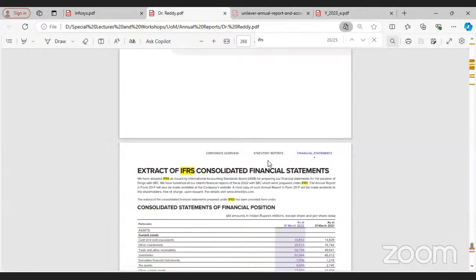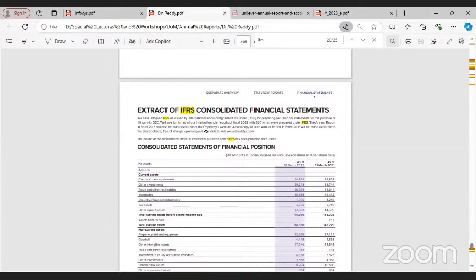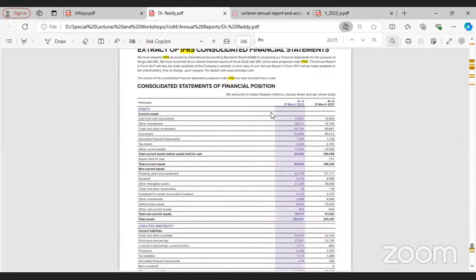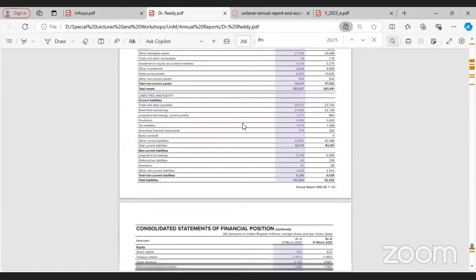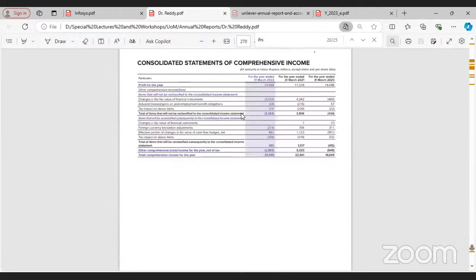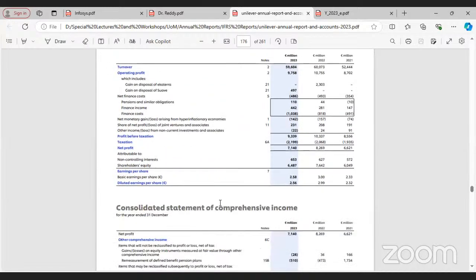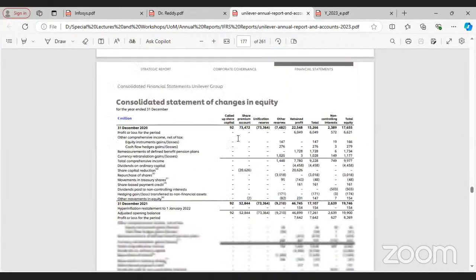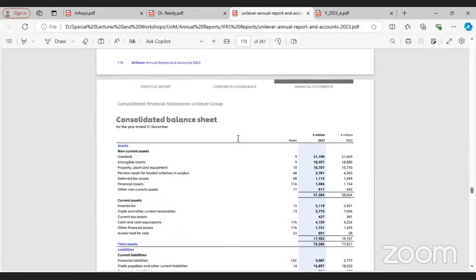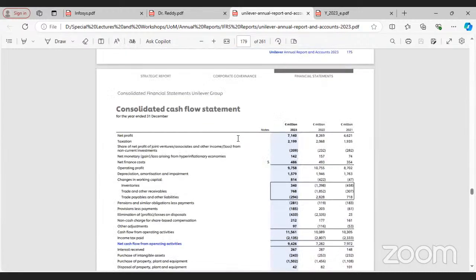So again, this is the Infosys report. This is the Dr. Reddy's Laboratories report, an extract of the IFRS consolidated financial statement. They are prepared in Indian rupees also. Statement of financial position, the income statement and the statement of comprehensive income are there. Again, I have just downloaded another report, from Unilever Group, a UK-based company. They have prepared financial statements in euro currency. So here, the income statement, consolidated financial statement, statement of comprehensive income, statement of changes in equity, consolidated balance sheet, and statement of cash flow are there.